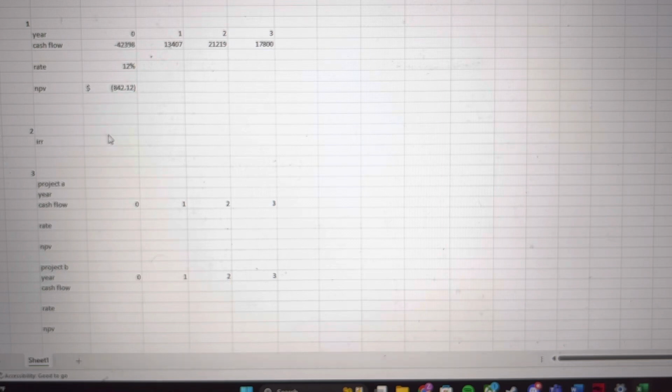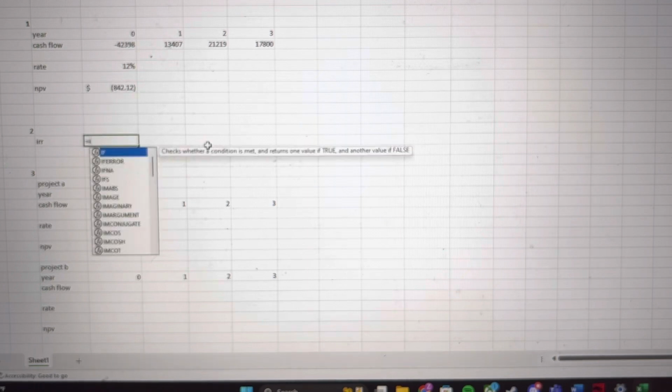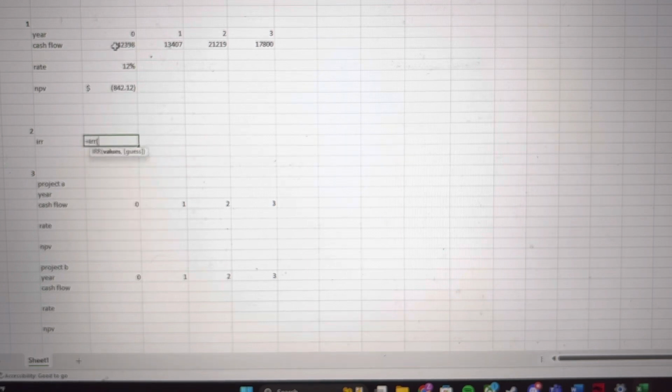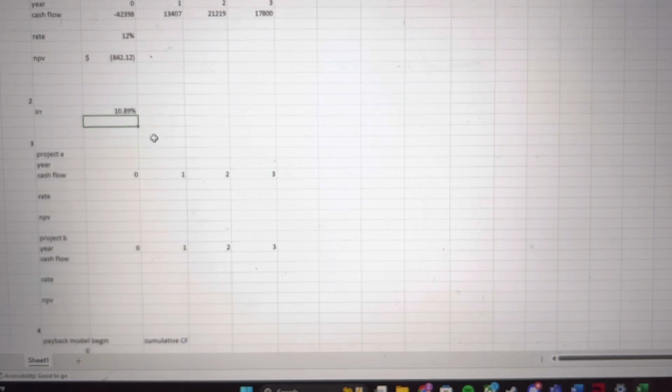Question 2. What is the IRR for the above project? To solve that, we do the IRR function and we do year 0 through 3. That gets us 10.89%.